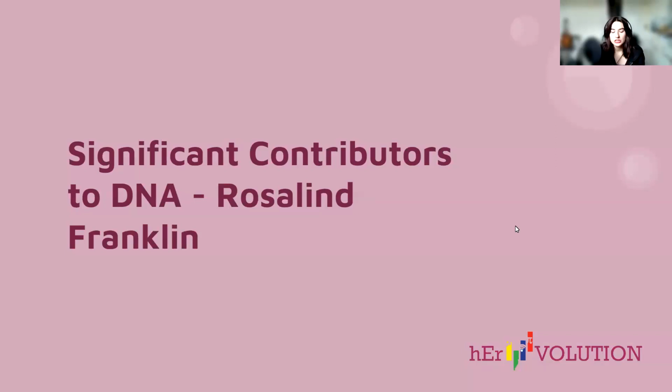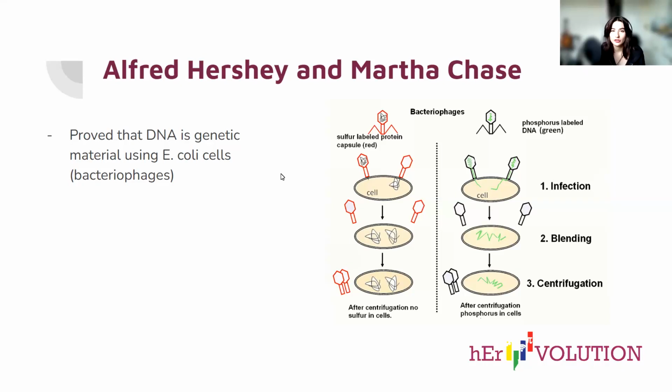So some significant contributors to DNA are Rosalind Franklin, and also Alfred Hershey and Martha Chase, who basically created the foundation for a lot of DNA research. So they proved that DNA is genetic material, so they used E. coli cells and bacteriophages and essentially labeled the stuff inside. So they labeled the DNA, and they labeled the capsule or the protein, and then essentially they allowed the E. coli to get infected by the bacteriophage, and then they saw what was being released into the actual cell, because that would be what contains the genetic component.